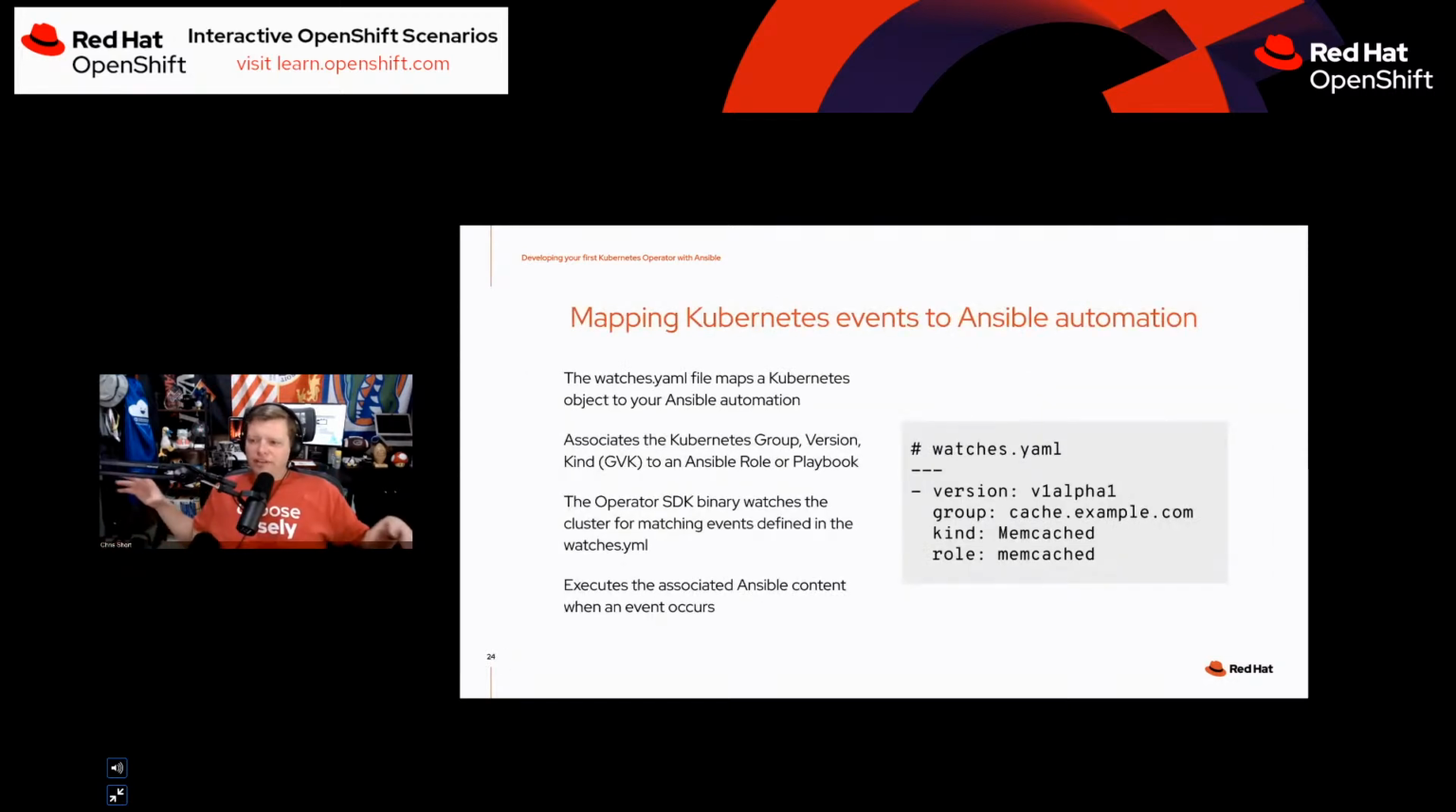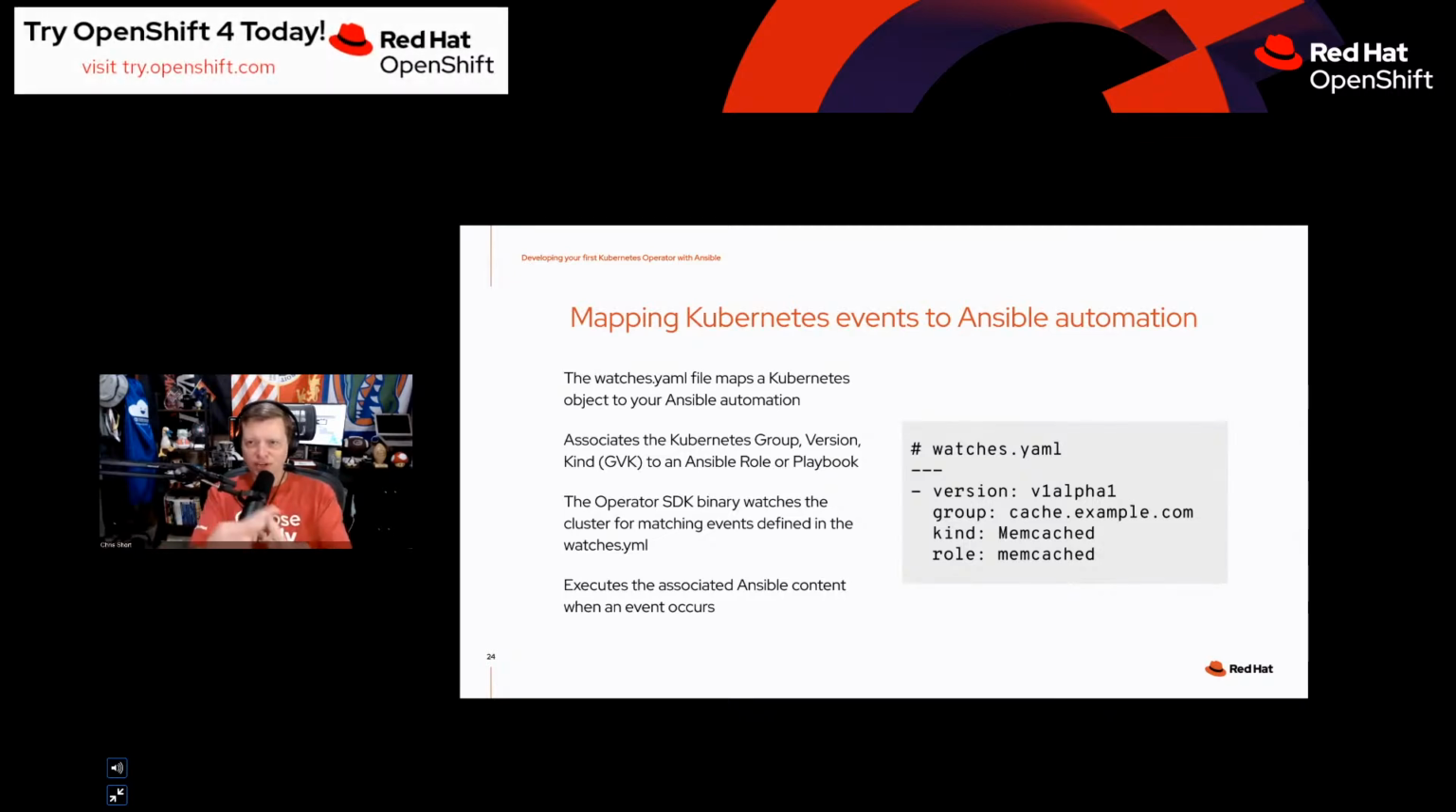Mapping Kubernetes events to Ansible automation. That watches file is so vitally important. It is what maps your Kubernetes objects to your Ansible automation, right? So, associating that Kubernetes group, version and kind to that Ansible role or playbook. This is the glue between the Kubernetes events and when your role or playbook will run, when this operator will trigger, essentially. The operator SDK binary watches the cluster for events matching the defined types in this file, and then executes the associated content when an event occurs that matches that group, version or kind.